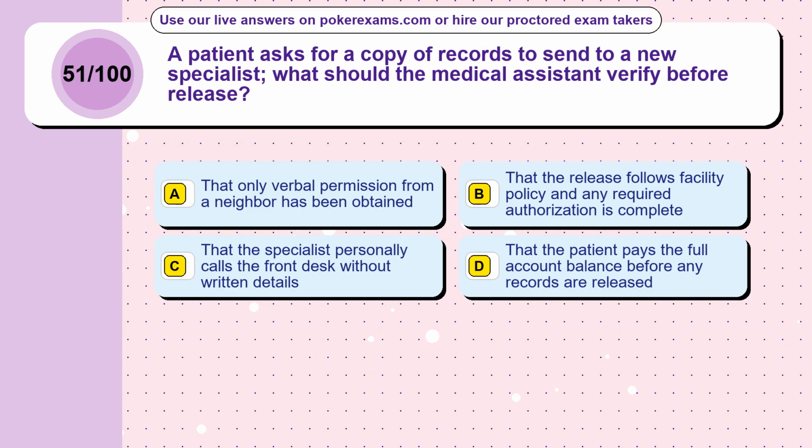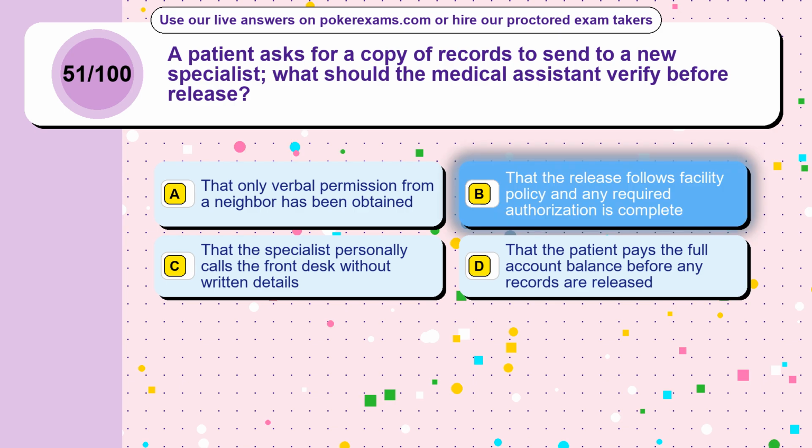Question 51. A patient asks for a copy of records to send to a new specialist. What should the medical assistant verify before release? Option A. That only verbal permission from a neighbor has been obtained. Option B. That the release follows facility policy and any required authorization is complete. Option C. That the specialist personally calls the front desk without written details. Option D. That the patient pays the full account balance before any records are released. The correct answer is option B.